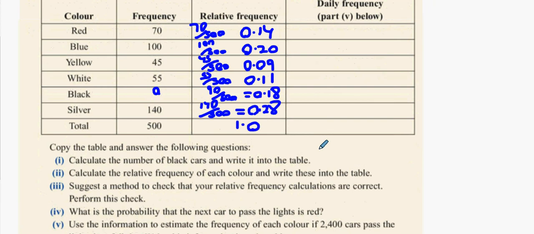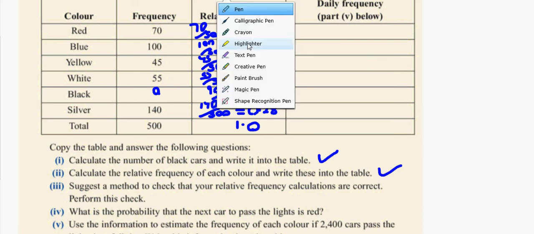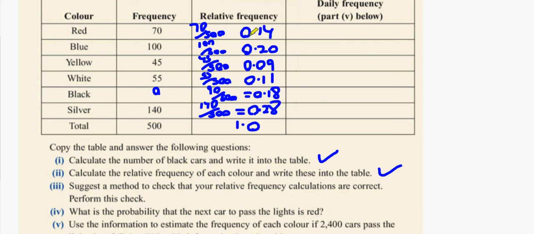Alright, done. What's a method for checking that the relative frequencies are all correct? Kieran, how do you check that all these numbers are correct? All the yellow numbers, when you add them up, equal 1, don't they? What's the probability that the next car to pass the light is red? Well, according to this data, it will be 14%.